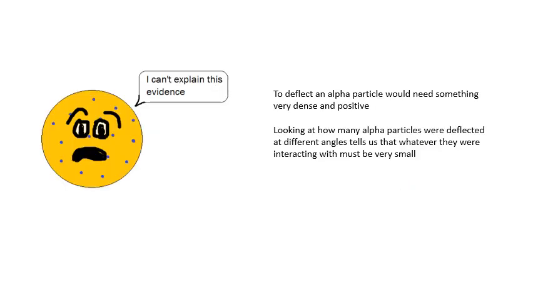And so the plum pudding model can't explain this evidence. To deflect the alpha particle, you'd need something very dense and very positive, so that as the alpha approaches it, it feels a repulsive force and is deflected. And looking at how many alpha particles were deflected and at different angles, if you do the maths, it tells you that whatever's doing it must be very, very, very small.